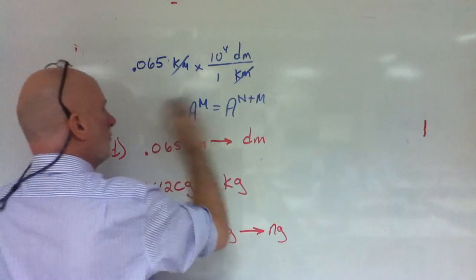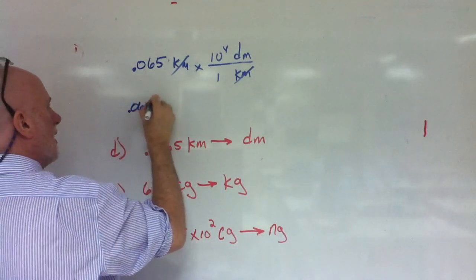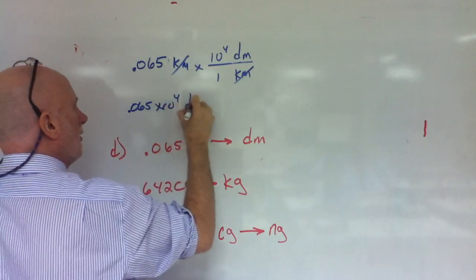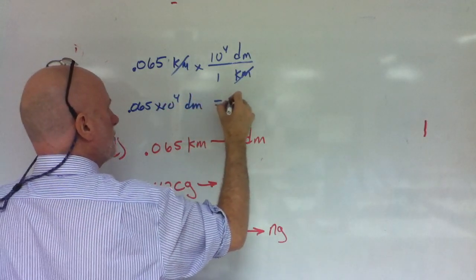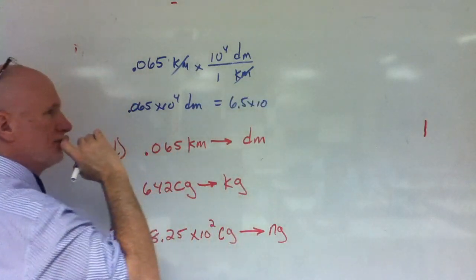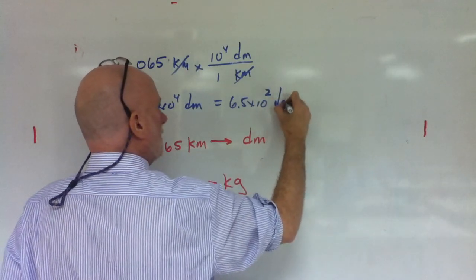0.065 times 10 to the fourth decimeters, which equals 6.5 times 10 to the what? Second. Decimeters.